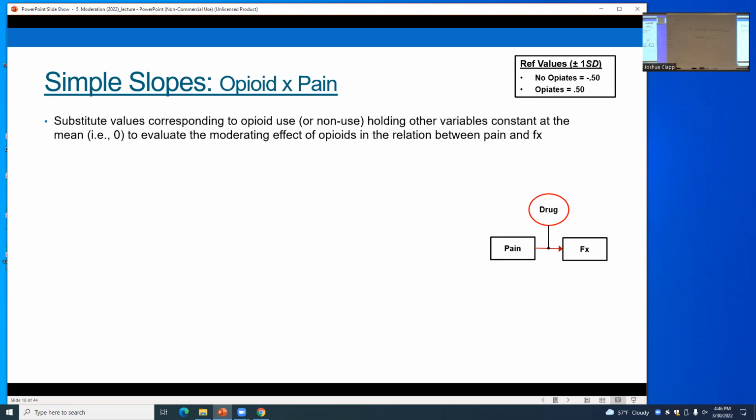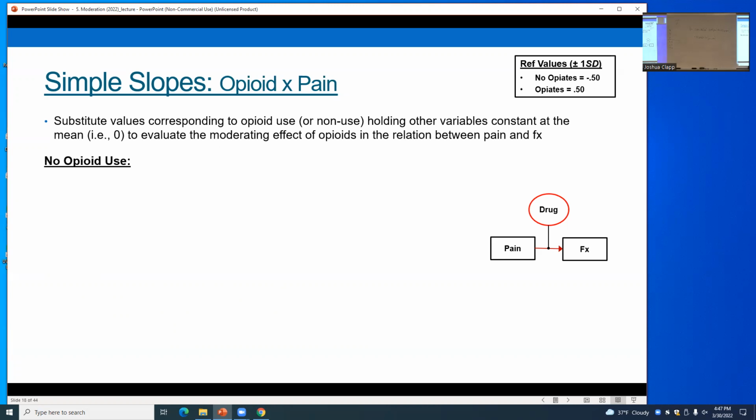Now, if we look at our data, people who aren't using opiates are -0.5. People who are using opiates are 0.5. And it's only 0.5 and -0.5 because of how they're coded. This will not always happen, right? Do not think that just because it's a dichotomous variable, you'll get -0.5 and 0.5. Go through and look at your data. For people who are using, what's the number? For people who are not using, what's the number? That's the number.